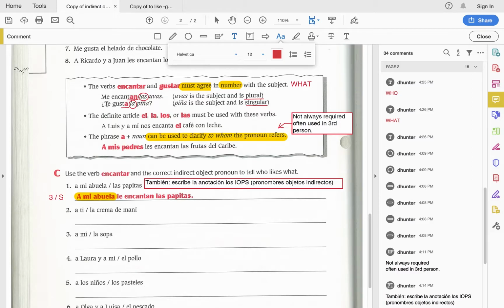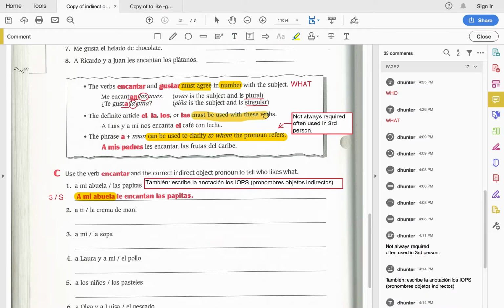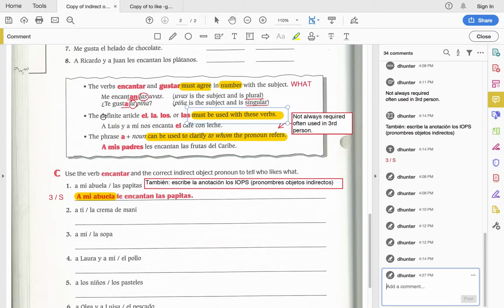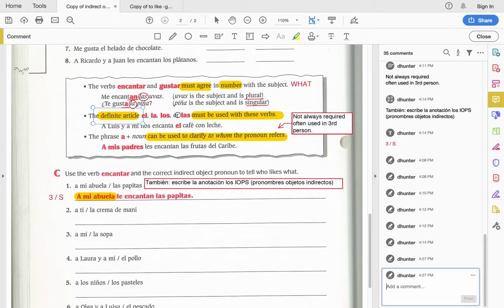If we go to the next one, it says, te gusta la piña. Piña is the subject and it is singular. Therefore, we've used an a ending. We can tell based on the definite article, either el, la, los, or las, if the subject or what is pleasing is singular or plural. That is one reason why we must use these four with all verbs. So again, those definite articles must be used.